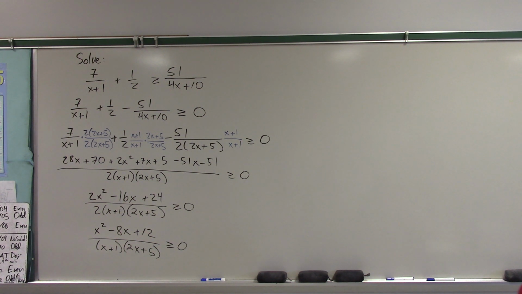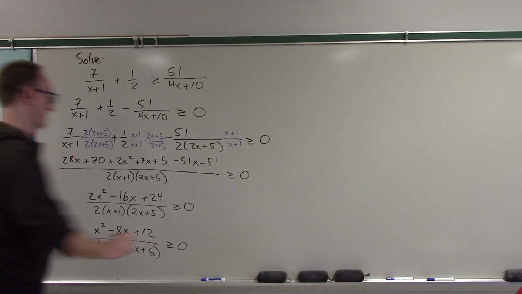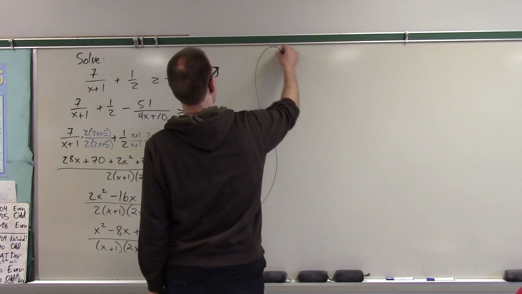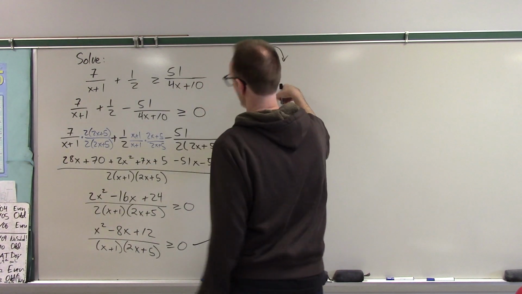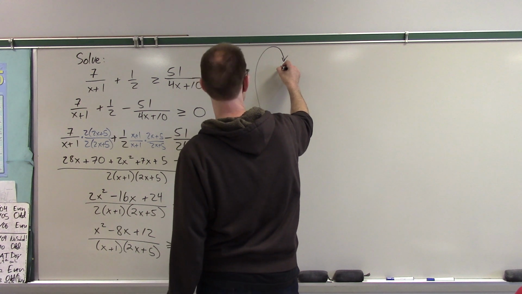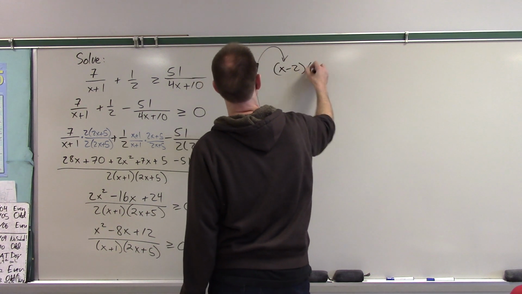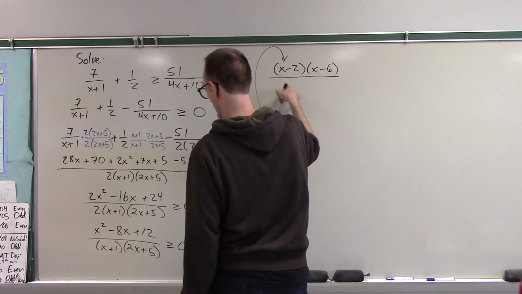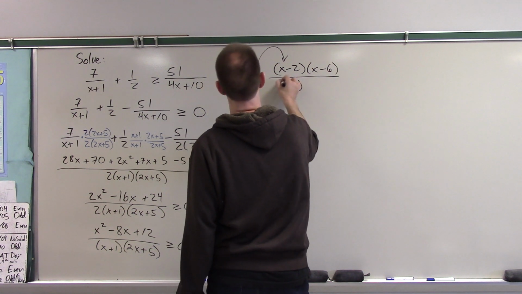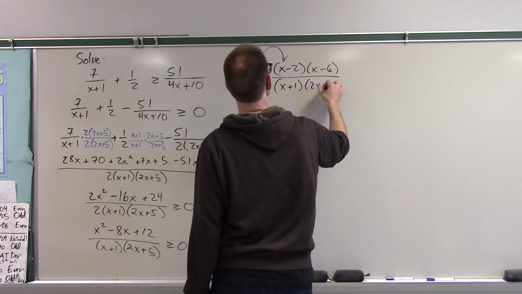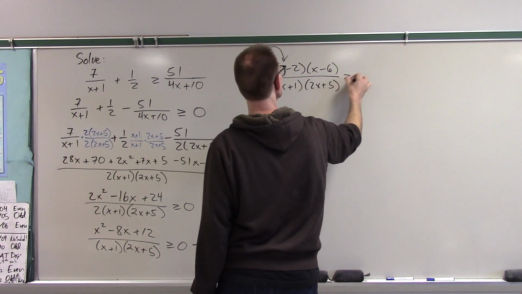And then, of course, what else can I do? It's pretty much like one more thing I could do. Factor the top. It does factor nicely. And so we end up with x minus 2, x minus 6 over x plus 1, 2x plus 5. How are we doing? Doing alright.